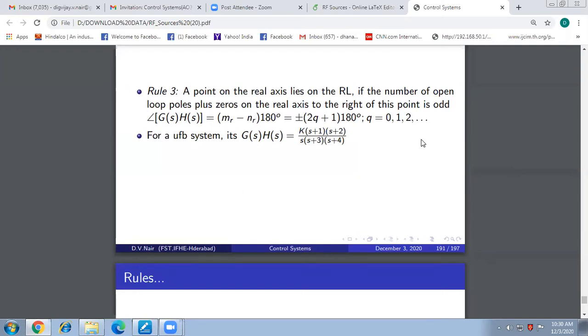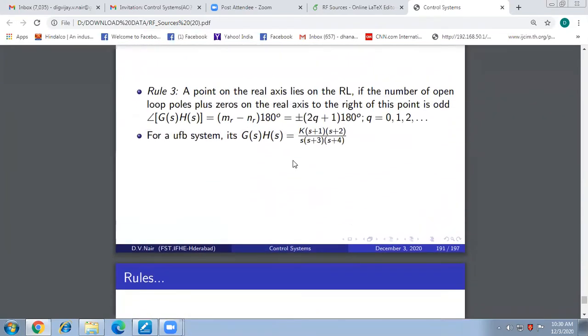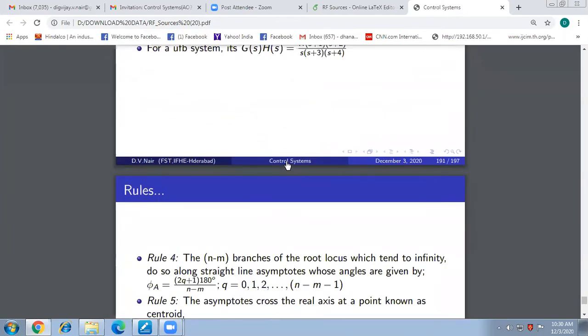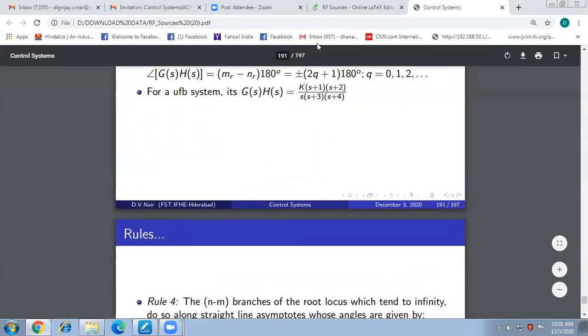Rule 3 was about finding out which points on the real axis lie on the root locus. We have the angle criterion used to develop this rule, where we said that any point on the real axis will be on the root locus only when the number of open loop poles and zeros to the right of the point is an odd number, right? That came out from the angle criterion. So to quickly brush it up, what will be the root locus for this transfer function G(s)H(s)? Can we draw that?